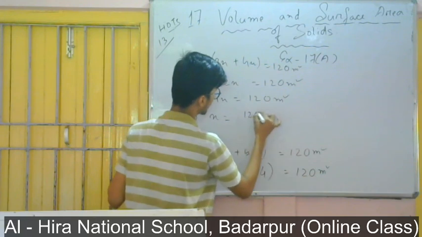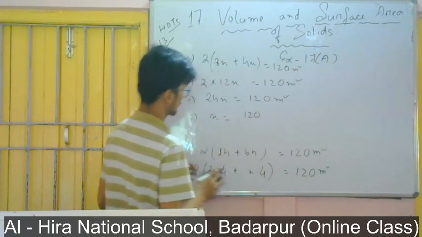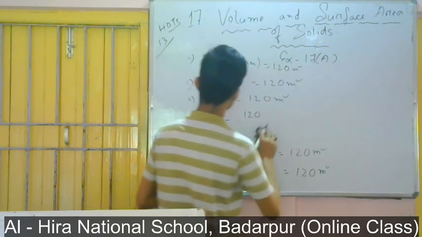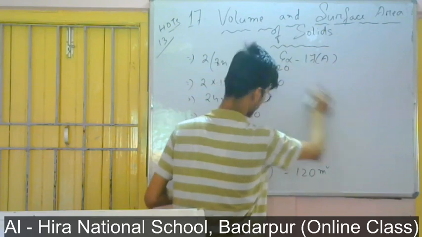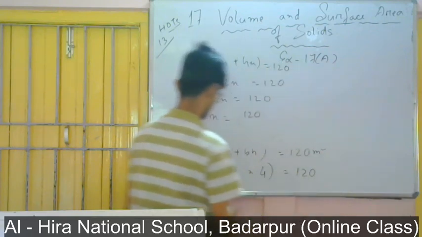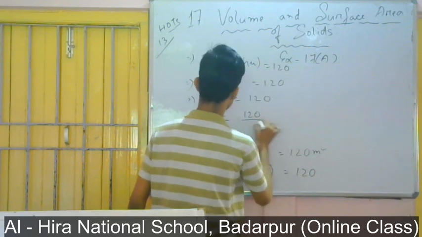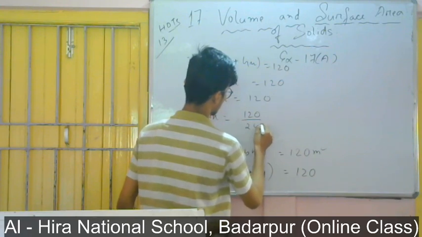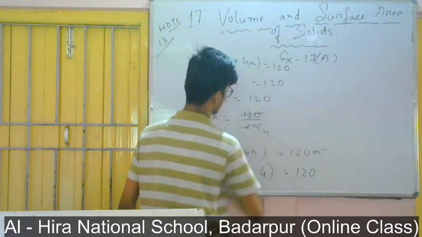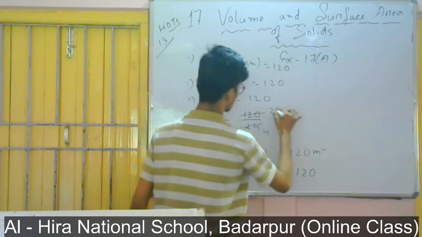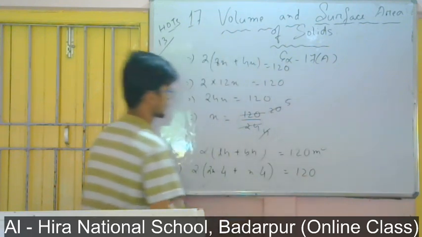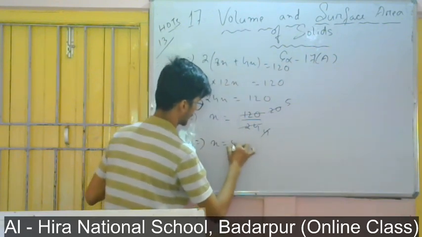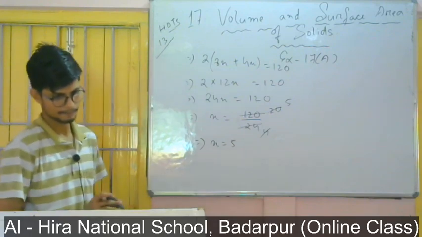x equals 120 over 24. You leave this unit because here we are finding it for side. So it will be 24. If I simply cancel this one, 6 4s are 24, that means 5. The value of x is 5. Value of x is 5.